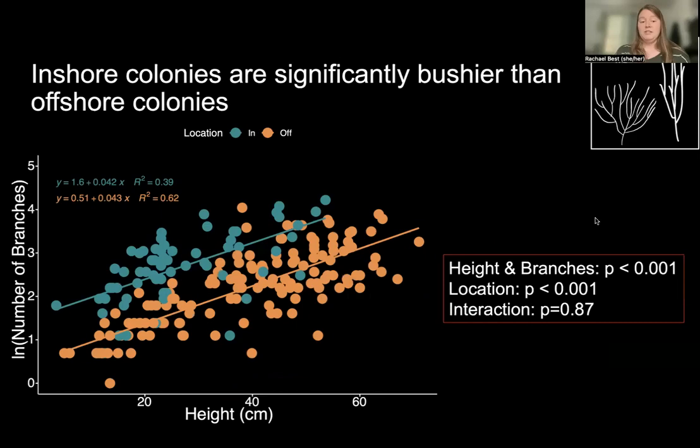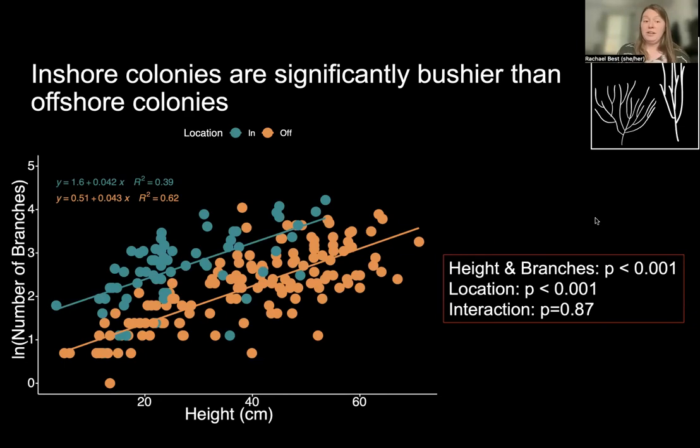Next, looking at bushiness, to orient you to this figure, along the x-axis is the height of the colony, and along the y-axis is the number of branches transformed using the natural log. So in general, we see that as you increase in height, you increase significantly in the number of branches that an individual has, which makes sense. As an individual grows, they increase in their number of branches.